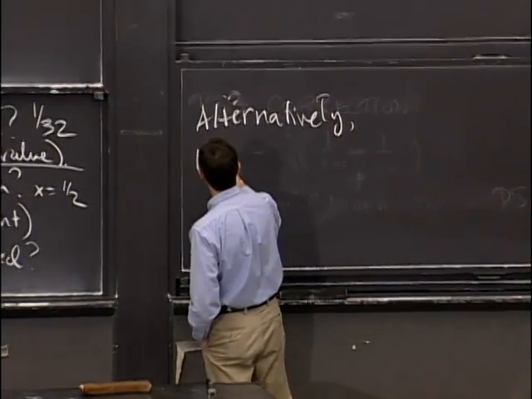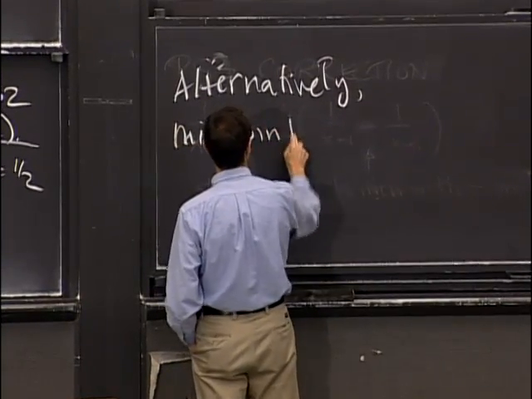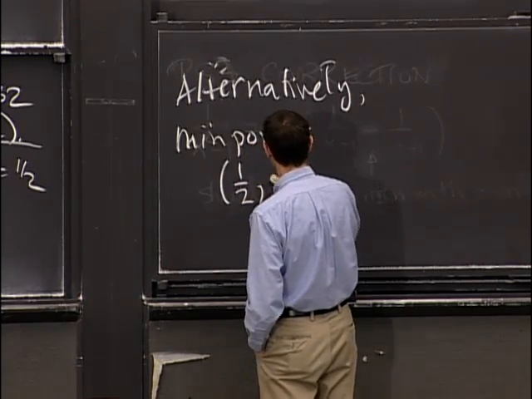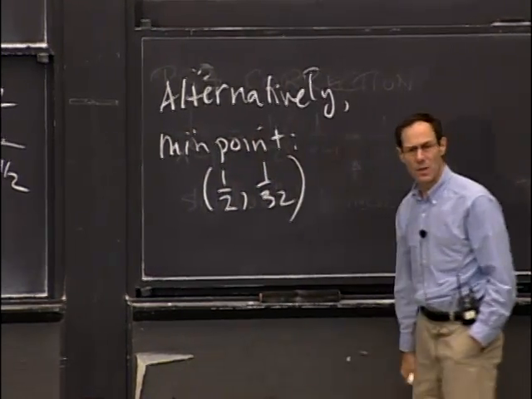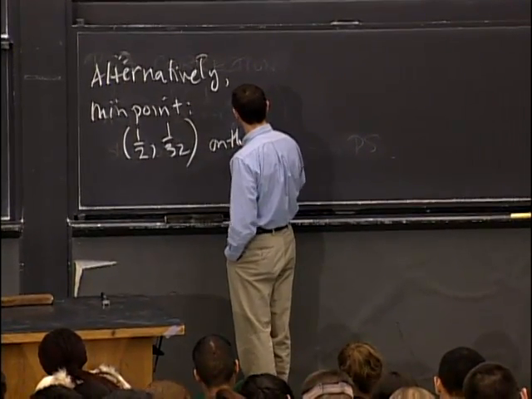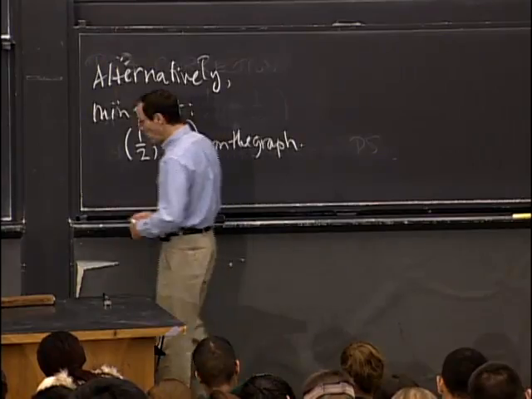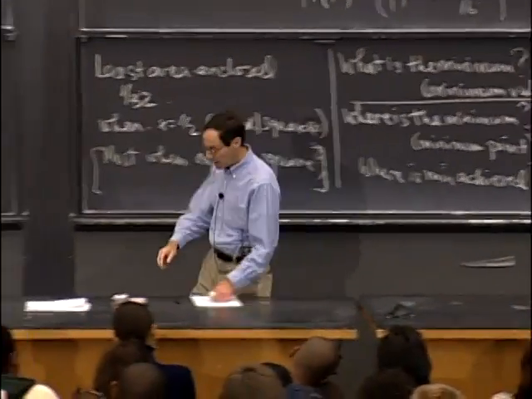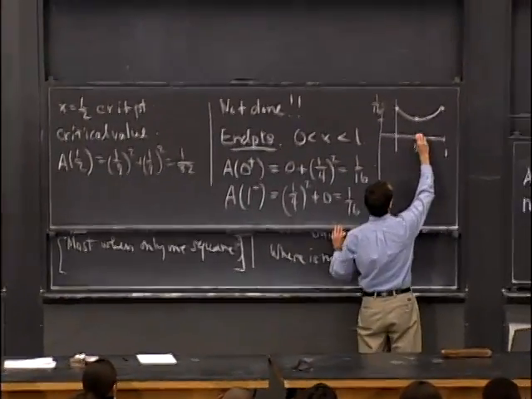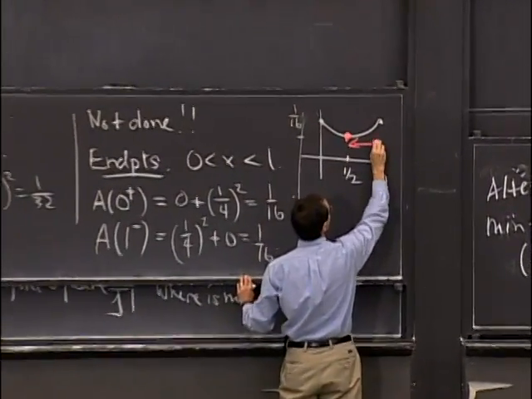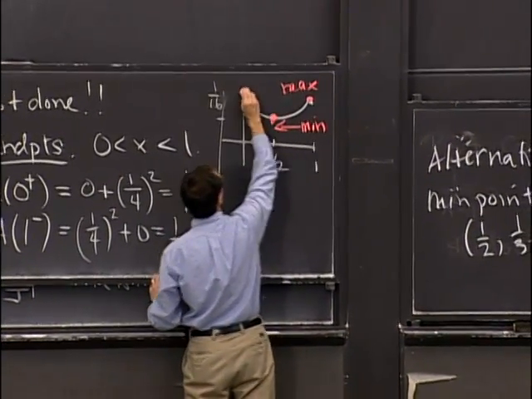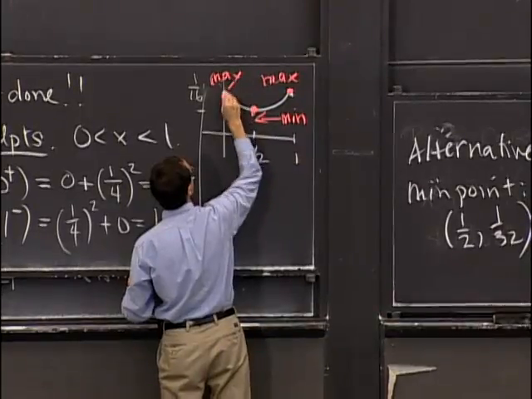The minimum point is the point a half, 1 over 32. Right? That's a point on the graph. It's the point, well, so that graph is way up there, but I'll just put it on there. That's this point. And you might say min there, and you might point to this point and say max. And similarly, this one might be a max, okay?